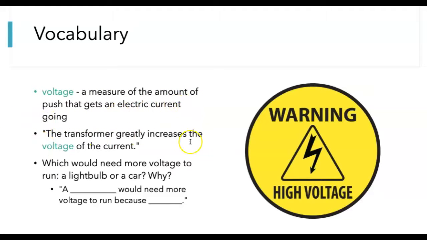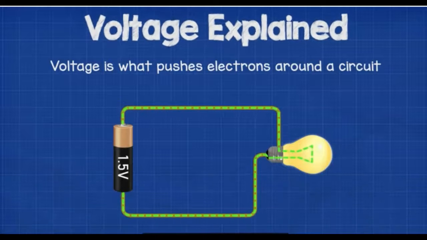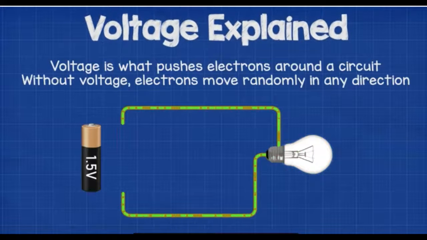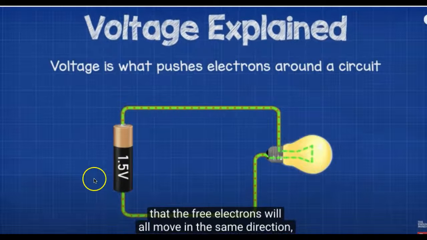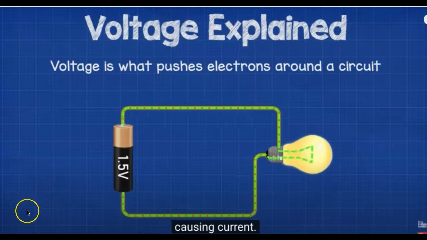The transformer greatly increases the voltage of the current. Which would need more voltage to run, a light bulb or a car? Why? Last video, we learned that electricity is the flow of free electrons between atoms. Voltage is what pushes the free electrons around a circuit. Without voltage, the free electrons will move around between atoms, but they move around randomly, so they aren't much use to us. It's only when we apply a voltage to a circuit that the free electrons will all move in the same direction, causing current.